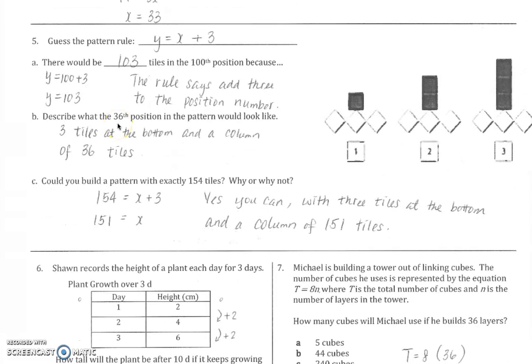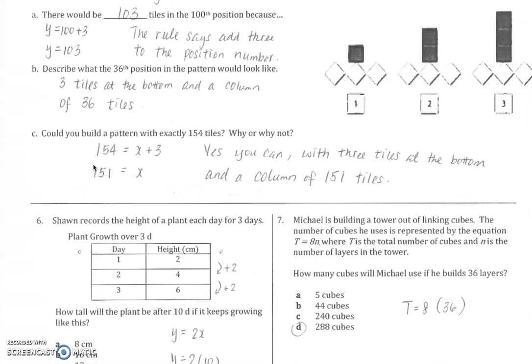Describe what the 36th position in the pattern rule would look like. So in the 36th position, just like the other positions, there should be 3 tiles at the bottom, and then the number of dark tiles matches the position number, so there should be a column of 36 tiles.